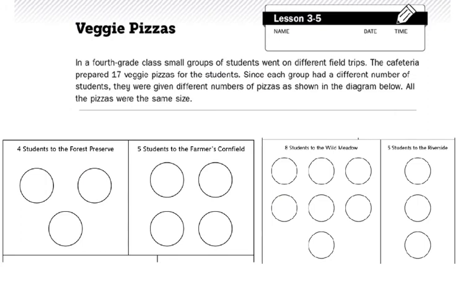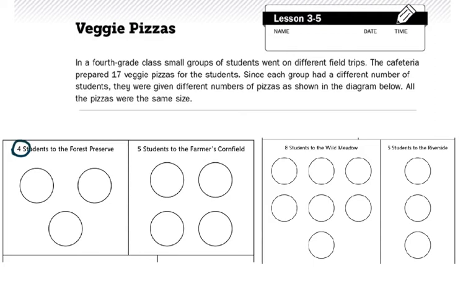All right, so you're going to need a piece of paper, or you can download this into Notability and just do a split screen. But imagine that a class was going on a field trip. So in a 4th grade class, small groups of students went on different field trips, which wouldn't happen, but imagine that that's what was occurring. The cafeteria prepared 17 veggie pizzas for the students. Since each group had a different number of students, they were given different numbers of pizzas as shown in the diagram below. All the pizzas were the same size.